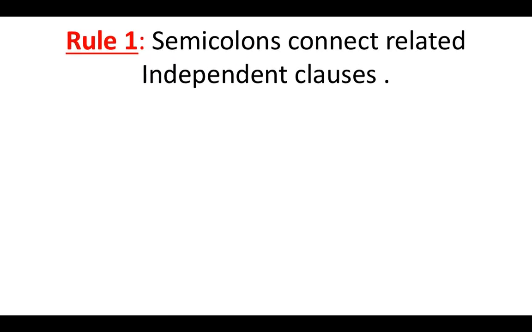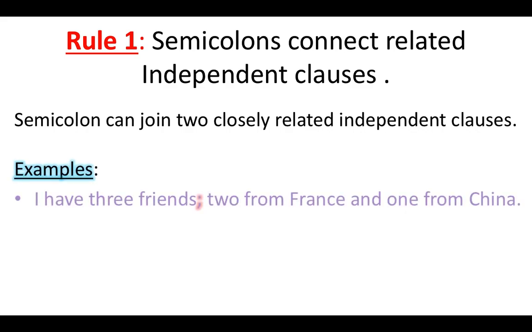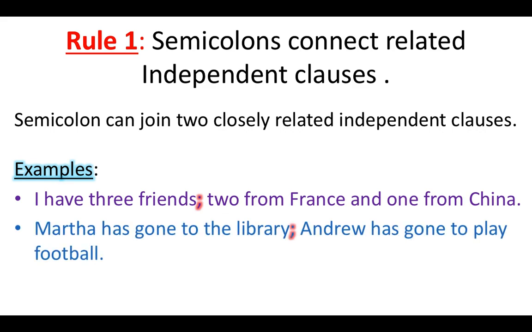Rule 1. Semicolons connect related independent clauses. A semicolon can join two closely related independent clauses. Examples of this include: I have 3 friends, 2 from France and 1 from China; Martha has gone to the library; Andrew has gone to play football.